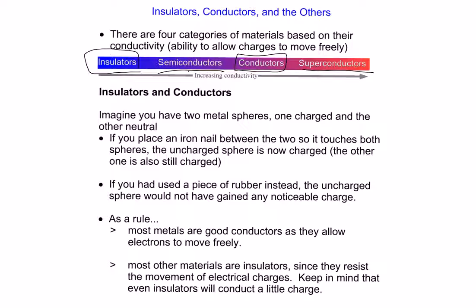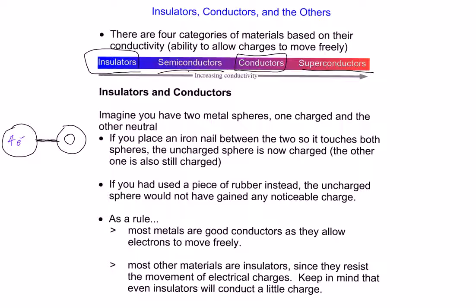So first off, it says, imagine we got two metal spheres, one charged and the other neutral. So let's suppose we have something with a -3 charge, like 3 electrons, and let's suppose we have another one that's neutral. So what it's saying is, if we put an iron nail between them, so if we touch these together with metal, what would happen is, I'm going to change this one so it's a little bit better. So let's suppose we have 4 electrons.